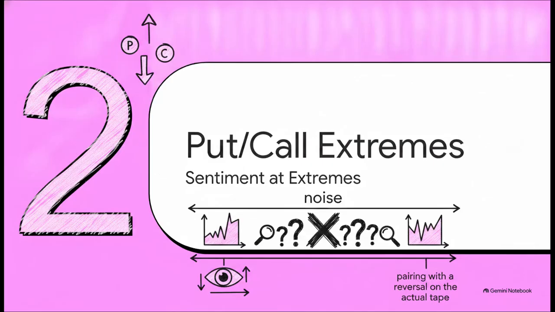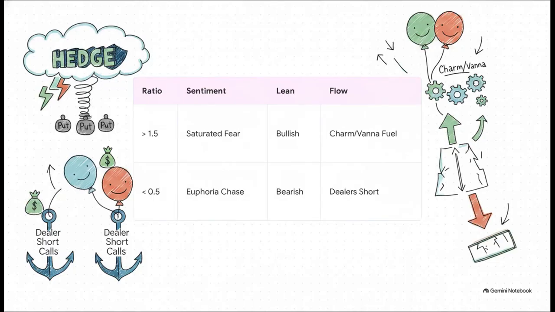Moving to Section 2, reading put/call extremes, and how to separate the actual signal from all the noise. A lot of traders look at a put/call ratio of 0.9 or maybe 1.1 and treat it as a signal. It isn't. The middle of this range is total noise. You have to look at the mechanics behind the extremes. A ratio over 1.5 doesn't just mean there's fear in the market, it means fear is completely saturated. Everyone who wants a hedge already bought one. That creates a brilliant contrarian bullish setup because those puts become mechanical fuel for buybacks via charm and vanna.